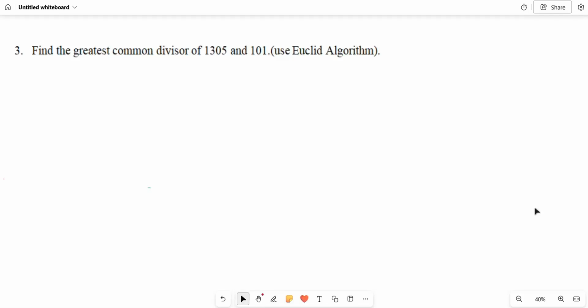Okay, guys, we'll move to question number 3. That is to find the greatest common divisor of 1305 and 101, and it specifically asks us to use the Euclidean algorithm. First of all, we'll identify what this greatest common divisor is, why they specifically ask us to use the Euclidean algorithm, and what this Euclidean algorithm is.